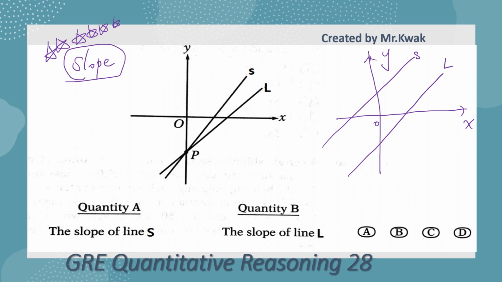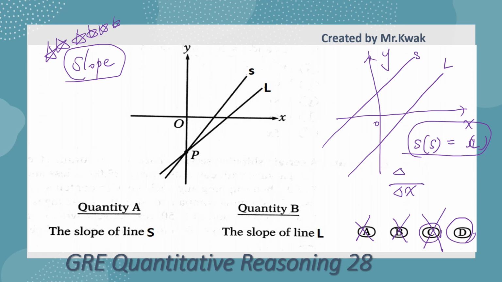In that case, what is correct? It seems like slope S and slope L look equal, so C, equal, is the correct answer? No. What about B? Quantity B is larger than quantity A? No. What about A? No. In this situation, D should be the correct answer because we don't know the specific change of x and the specific change of y of each line. Does it make sense? Yes, right. But how could we do that with the left graph? Because the two lines intersect at point P, it was possible, so we could figure that out.